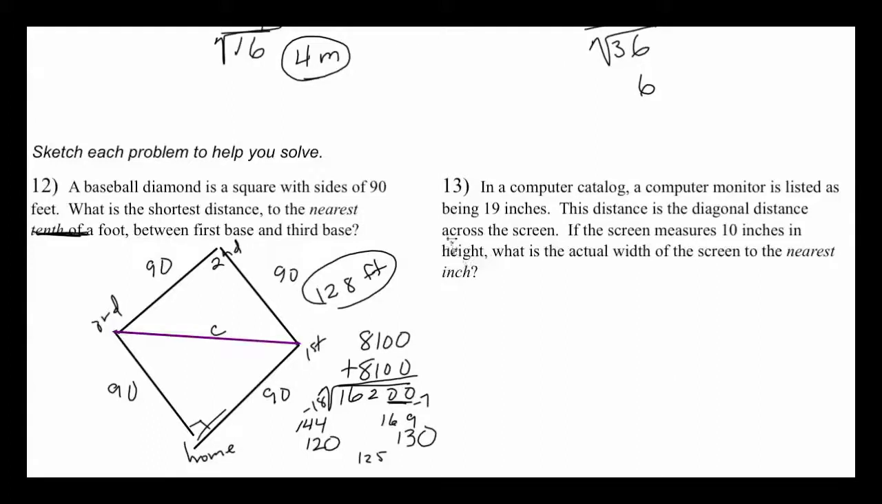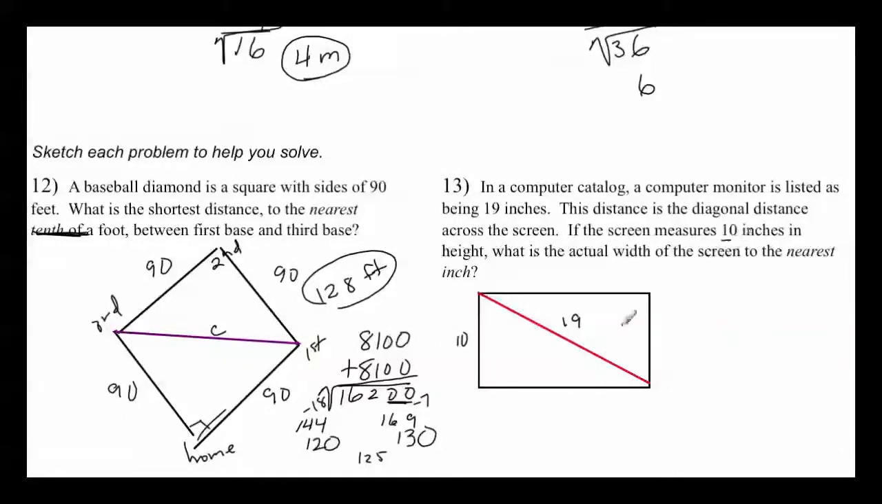Okay, in a computer catalog, a computer monitor is listed as being 19 inches. This distance is the diagonal distance across the screen, like same for a TV. If the screen measures 10 inches in height, what is the actual width of the screen? So I'm going to make a rectangular computer monitor, okay? And then I can put the numbers in there. So I know that the diagonal right here is 19 inches. It says that in the problem. I know that the height is 10 inches.